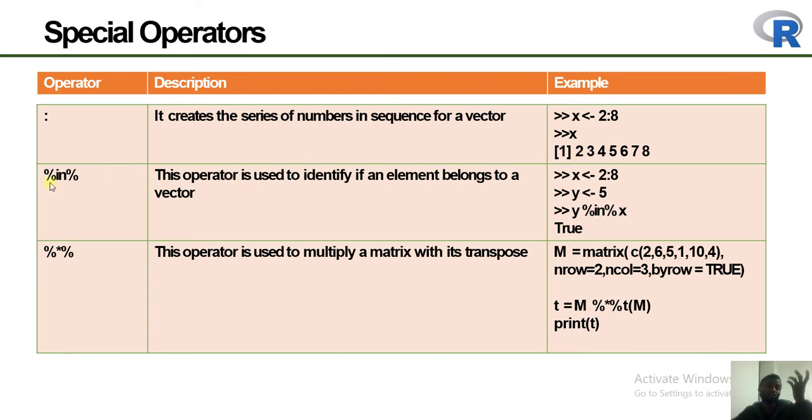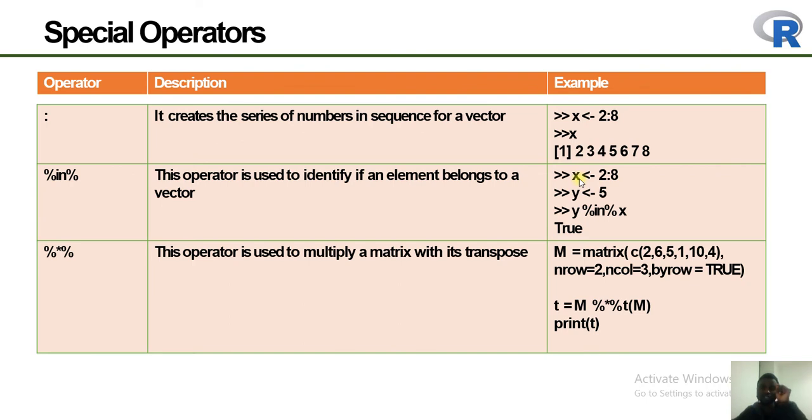Another very interesting one is this %in%. This operator is used to identify if an element belongs to a vector. So we're just trying to do a check, like we are looking at scenarios where we have a common factor. Do we have a situation where a value that we have here is also present here? If it is present, it gives TRUE, and otherwise it gives FALSE. So an example is what we have done here.